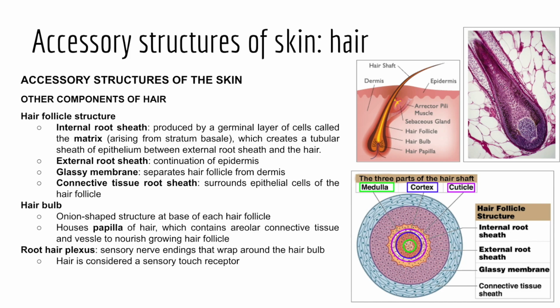So moving outward, we have that external root sheath, which is going to cover the internal root sheath, and it extends all the way up to the epidermis. It's actually a continuation with the stratum basale and the stratum spinosum.